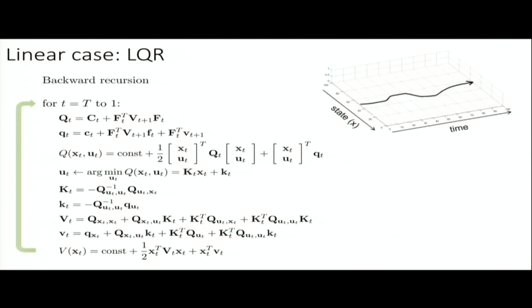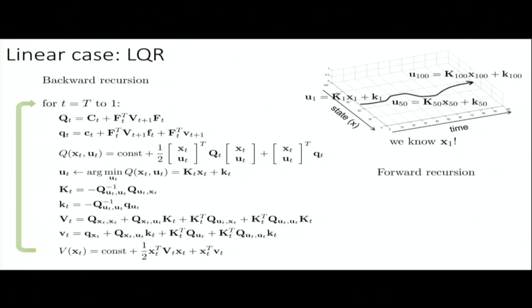So this procedure will give us a linear feedback controller at every single time step, starting at the end of the trajectory, going all the way back to the beginning. And once we get to the beginning, we're in luck because we actually know the first state. That's the only state that we do know. So once we know the first state, we can basically go back forward, essentially unzip this whole thing and get an action, an actual numerical action for every single time step. And that we can do using a forward recursion.